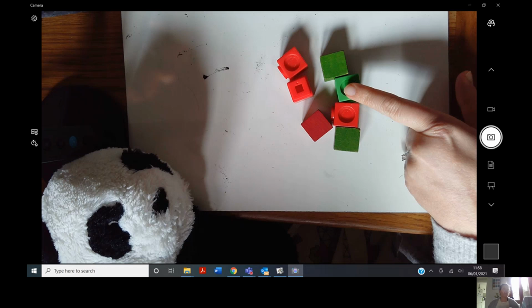So in this case, we're looking to know how many cubes out of 7 are red. Let's count together. 1, 2, 3, 4. 4 red cubes out of 7. 4/7. It's a bit of a tricky one to say, sevenths. 4/7. 4 cubes out of all the 7 cubes are red.